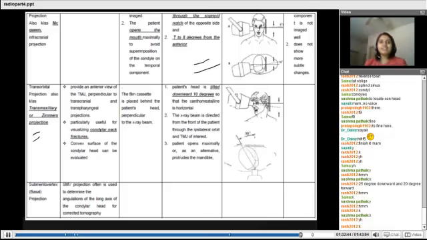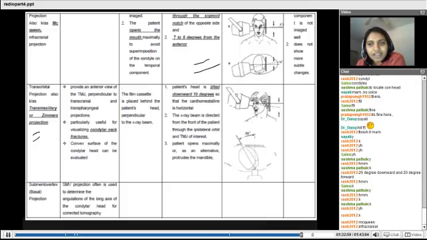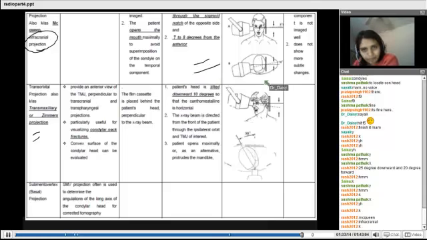Here what we do is, the film cassette is placed behind the patient's head, perpendicular to the X-ray beam. Okay, the film is placed just behind, right? Now the patient's head is tilted downwards 10 degrees so that the canthomeatal line is horizontal. The X-ray beam is directed from the front of the patient through the ipsilateral orbit and TMJ.